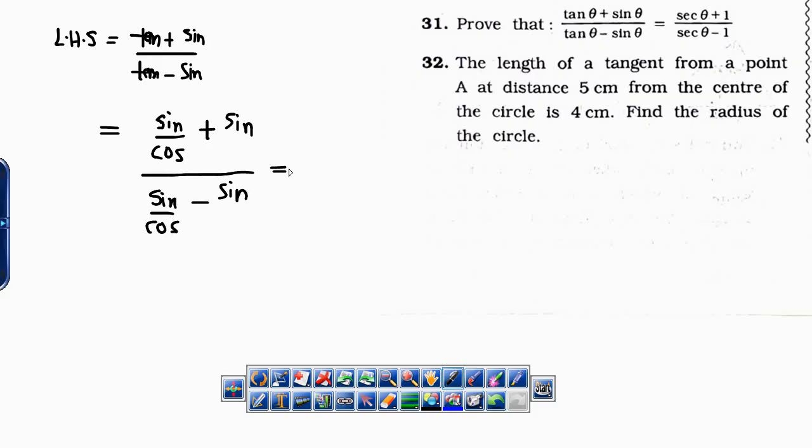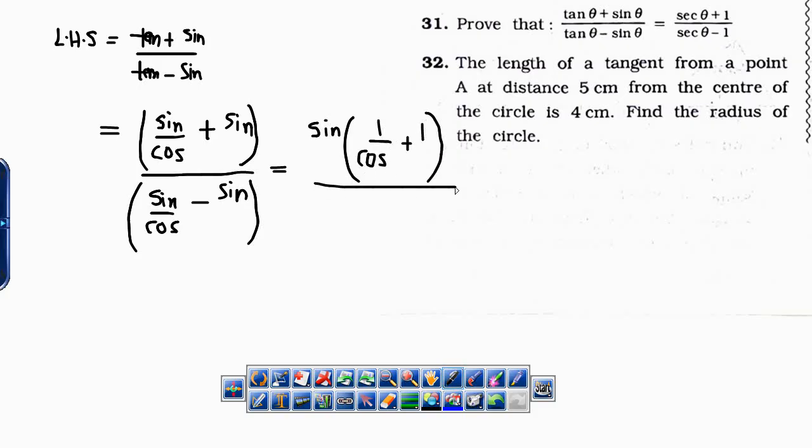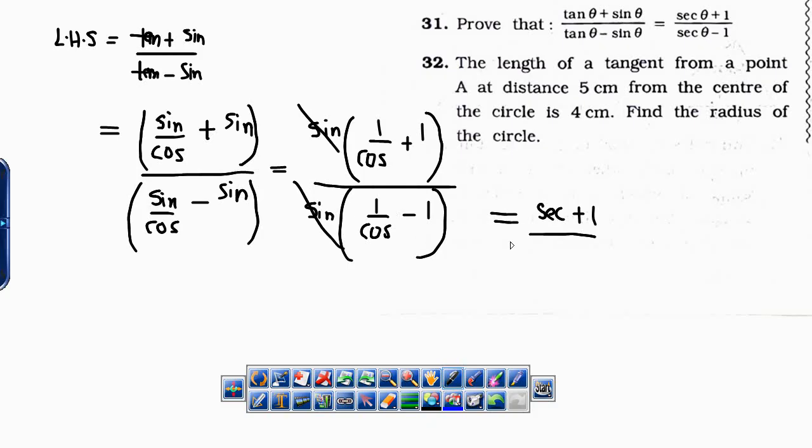Don't take LCM. Generally we take LCM in the numerator and denominator. This time don't take LCM, take sine common. So if sine comes out, this remains, and from the bottom sine comes out common, this remains. Sine gets cancelled. What is 1 by cos? Sec. What is 1 by cos? Sec. Sec plus 1, sec minus 1. You got your RHS in 3 simple steps.